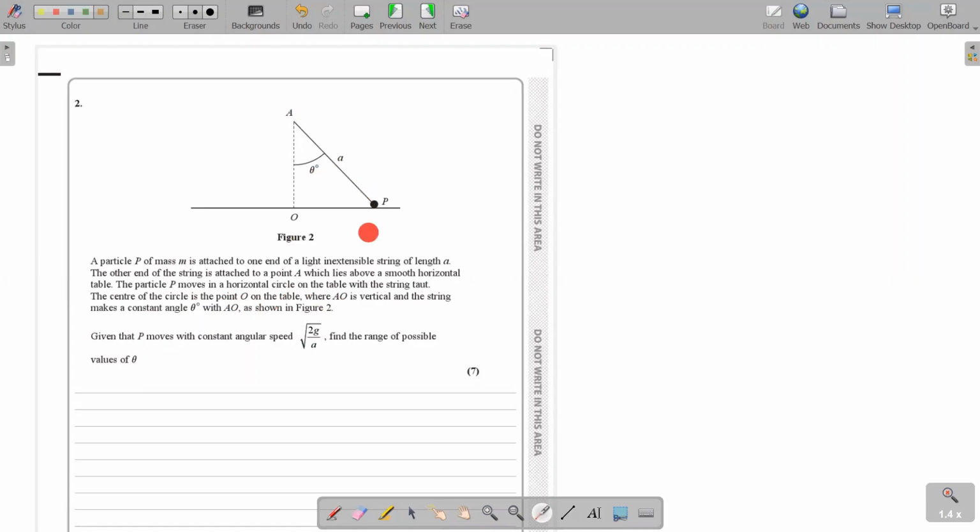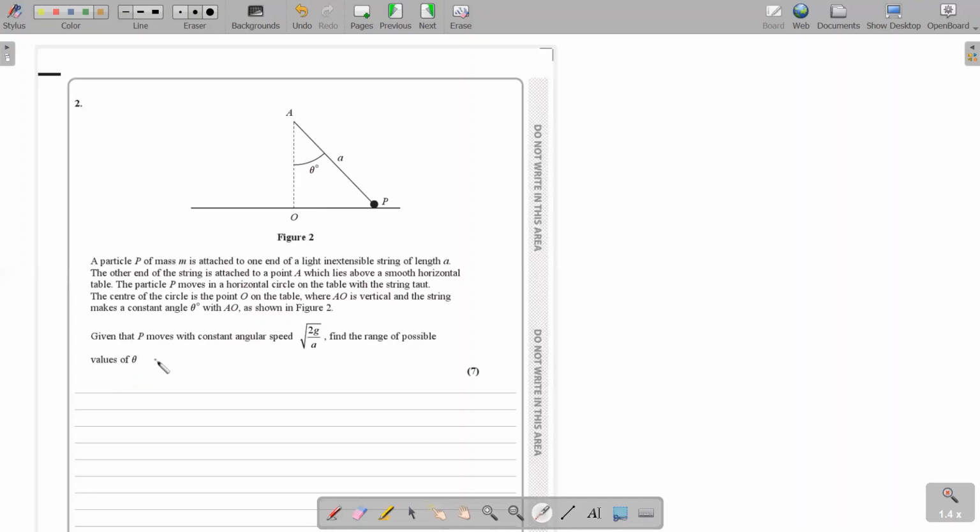Okay, so it moves on the table, in a horizontal circle on the surface of the table. The center of the circle is the point O, where AO is vertical and the string makes a constant angle theta with AO, as shown in figure 2. Given that P moves with constant angular velocity root 2g over a, find the range of possible values of theta. So basically, what motion are we talking about?